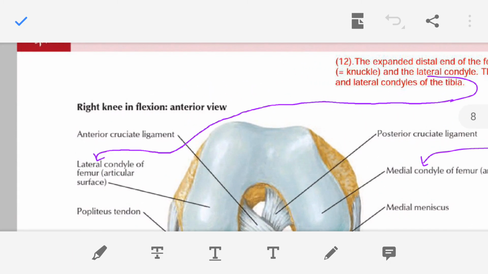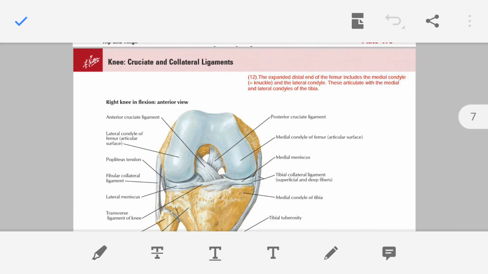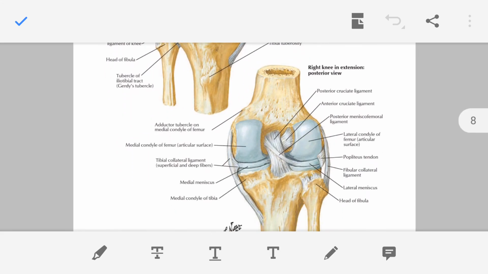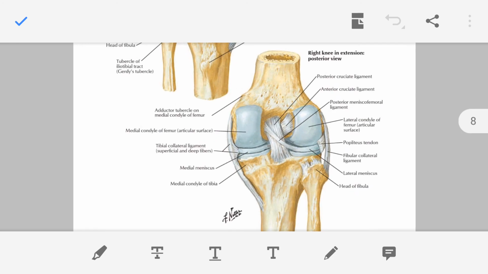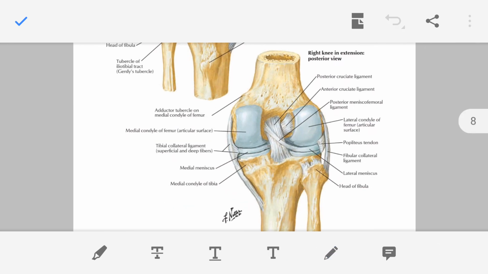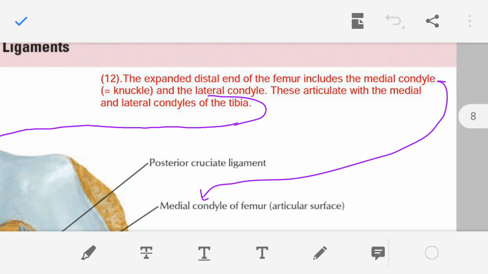And this figure, right knee in flexion, anterior view. So I will show you this entire figure, and this is also right knee in extension and in posterior view. So here also you will find this condyle, medial. For example, over here medial condyle is shown, and this one is the lateral condyle. Then medial condyle of tibia. So point number 12 is related to the condyles.